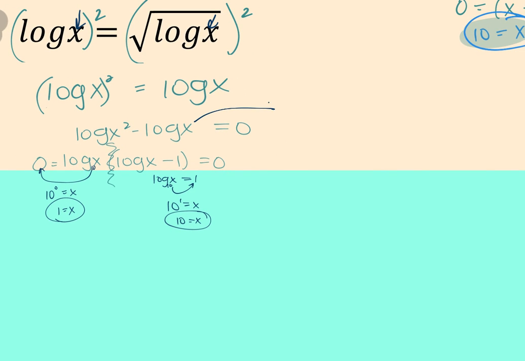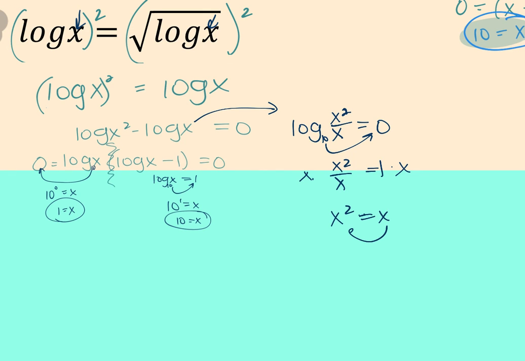Bella, you're saying from here, condense it into one log. X squared over x. You just have to be careful not to simplify that. If you simplify that and cancel out an x, you lose the x equals 0 answer. So you just can't cross out the x. Does that make sense? You could still do 10 to the 0, so it would be 1 equals x squared over x, and then you'd have to multiply by x, so you can't lose that x. And then you're right back to where you were before. Move everything to one side.